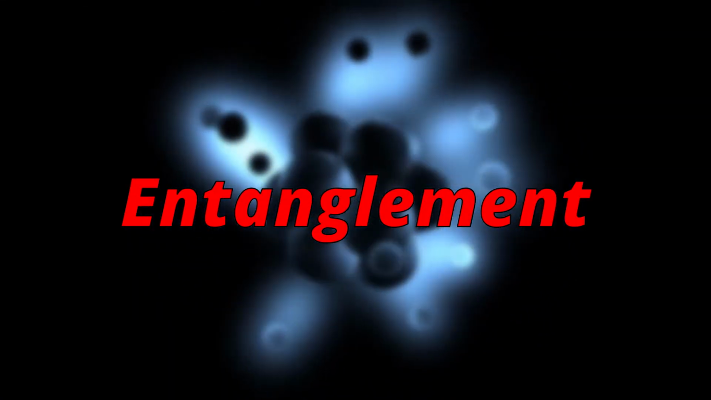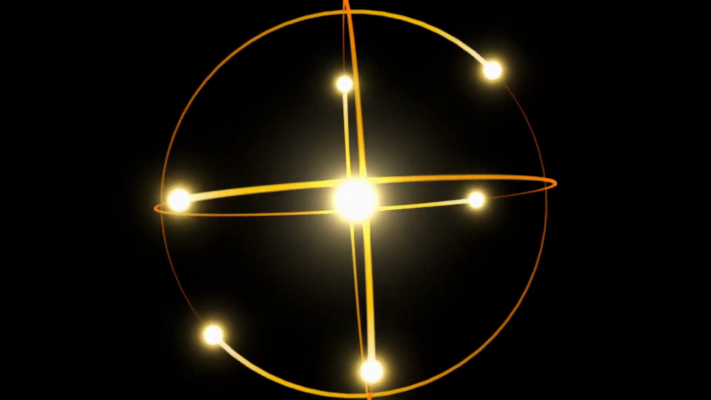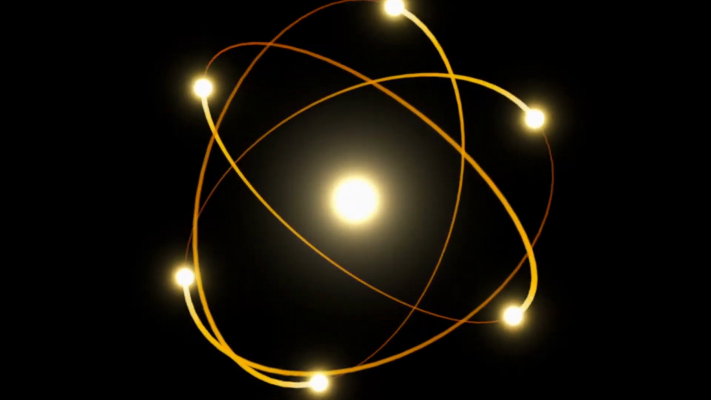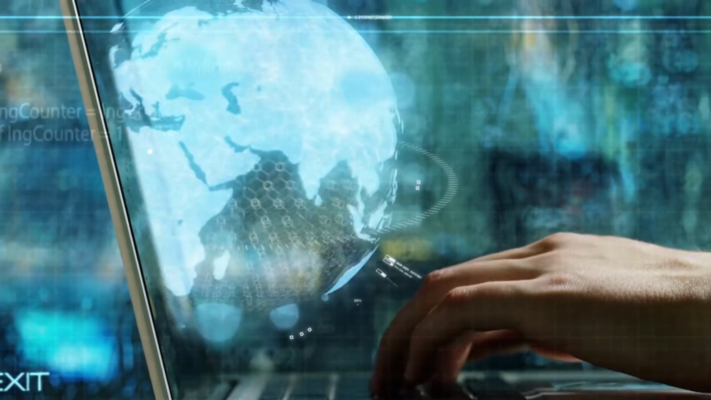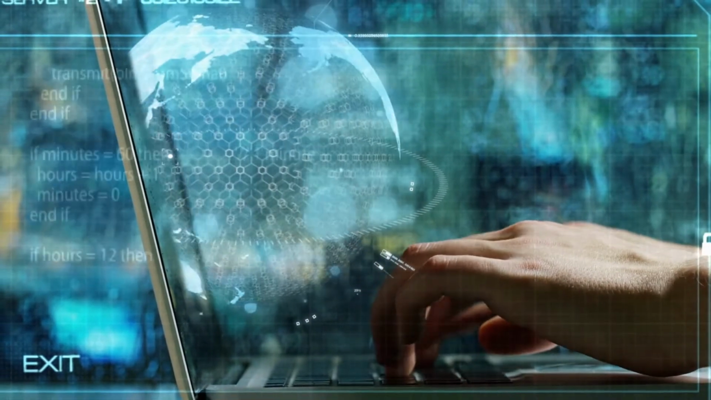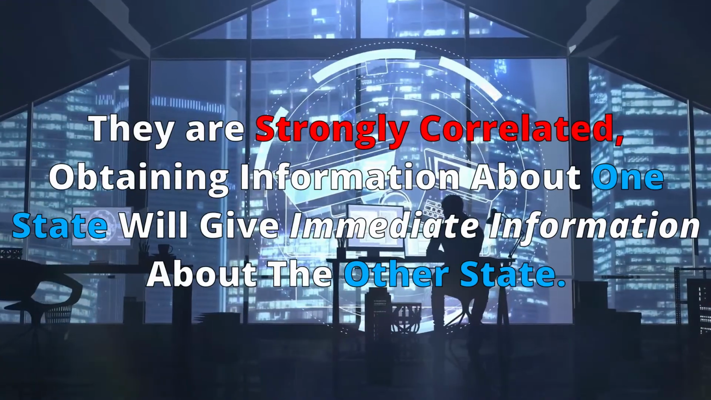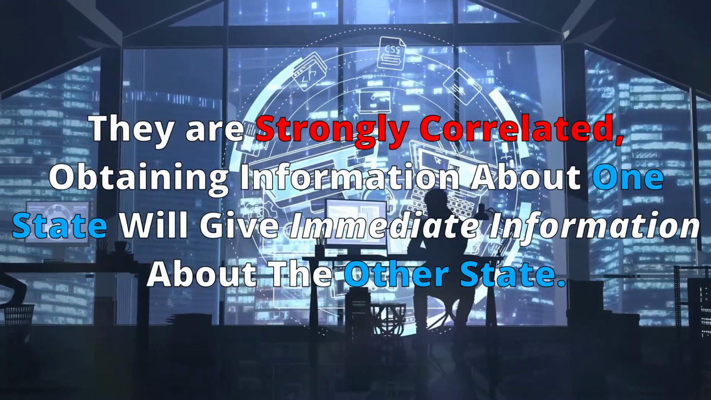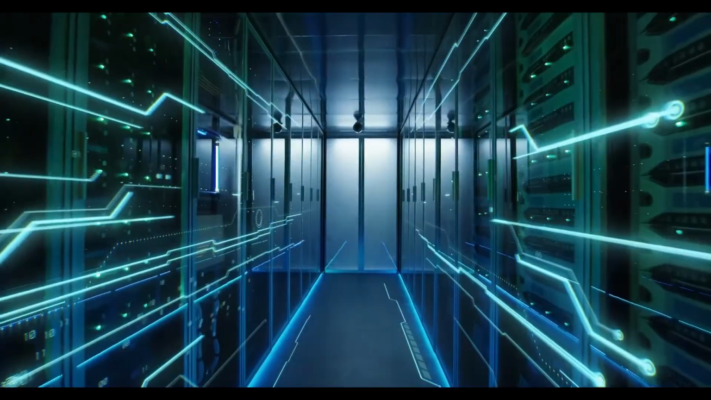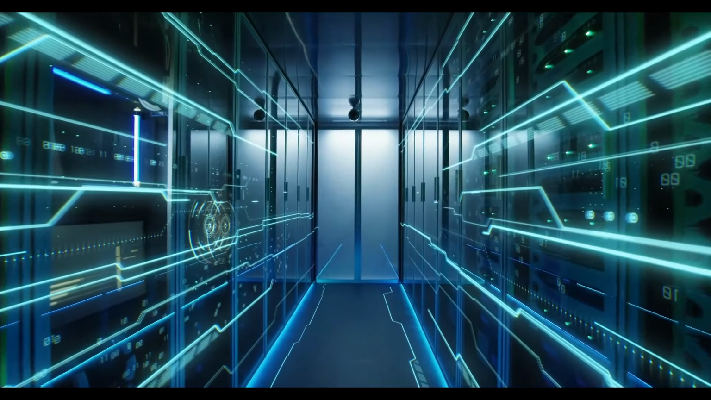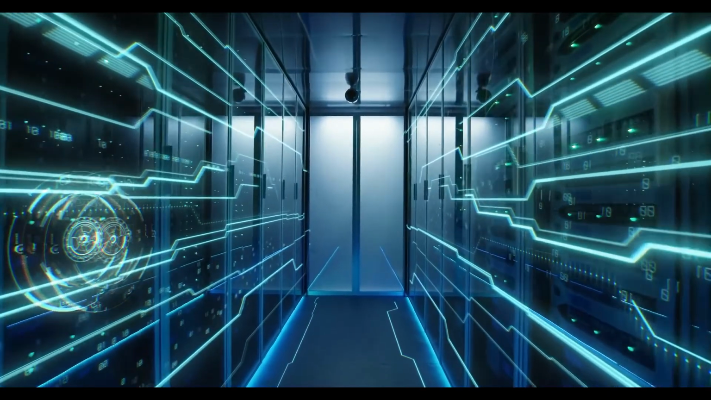It is possible to teleport information from one location to another without physically doing it. This is where we will talk about entanglement. Entanglement is a relationship between two superpositioned particles or qubits. Because they are strongly correlated, obtaining information about one state will give immediate information about the other state, no matter how far apart these systems are, and that creates a channel for teleportation.